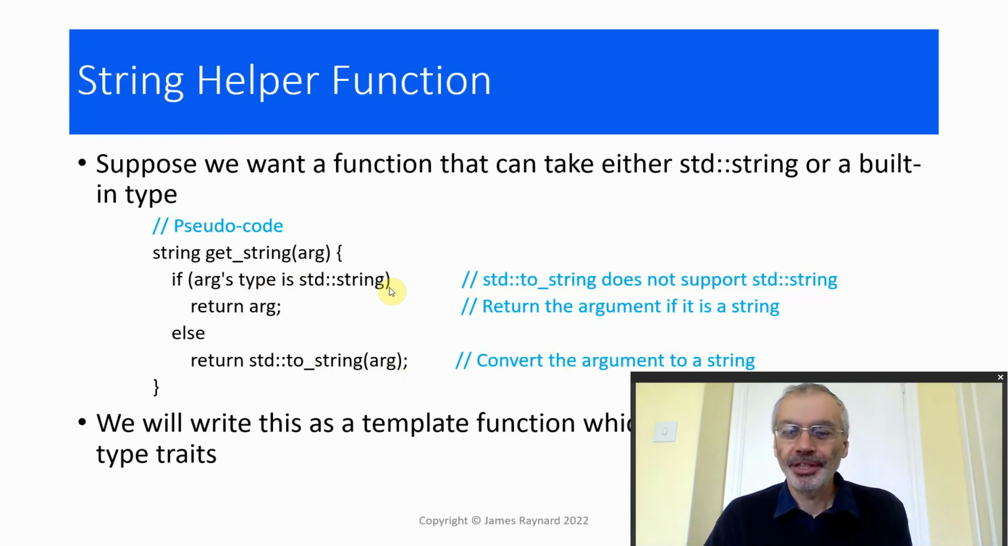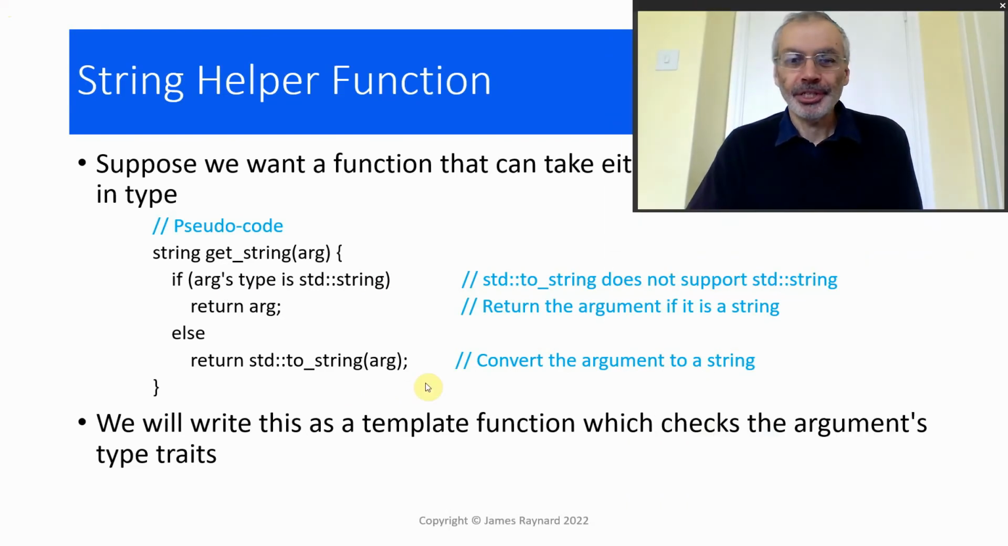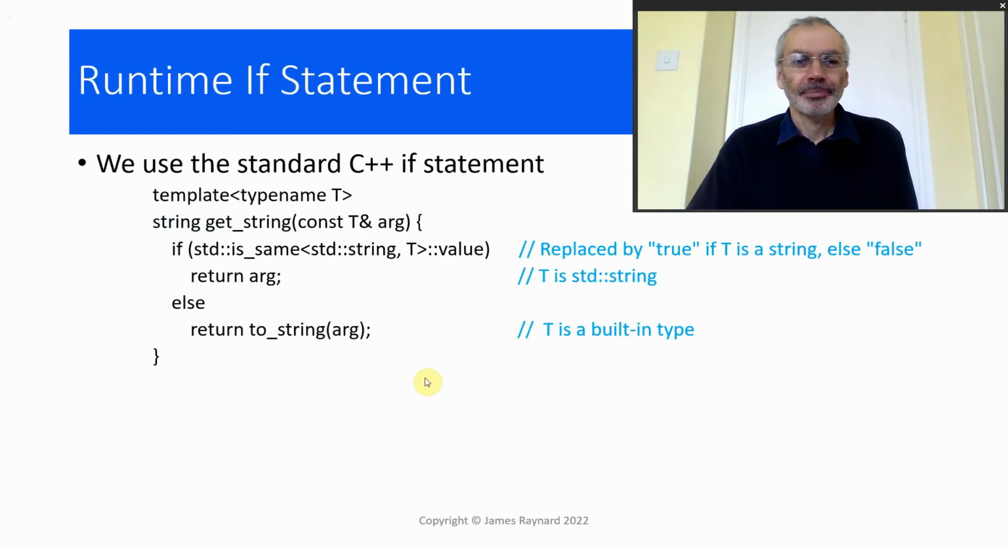So we'd have some pseudocode which looks like this. If the argument is a string, then return it directly, otherwise call toString and then return whatever that gives us. And then we're going to write this as a template function which checks the argument's type traits. And if you're not too sure about that or the syntax, then don't worry, this is just an example. So we could have a function which looks like this with the usual C++ if statement.